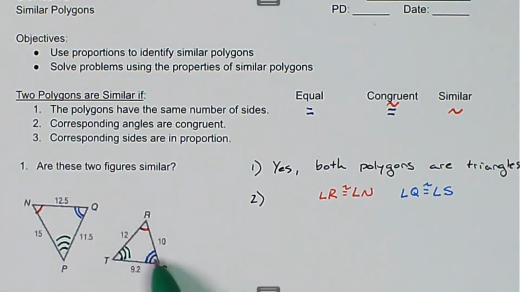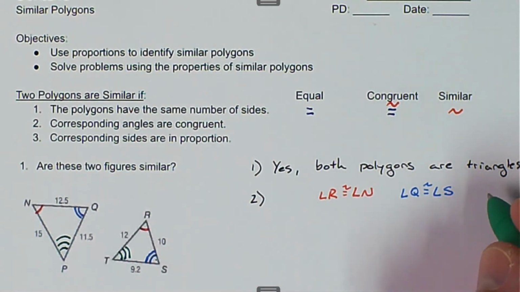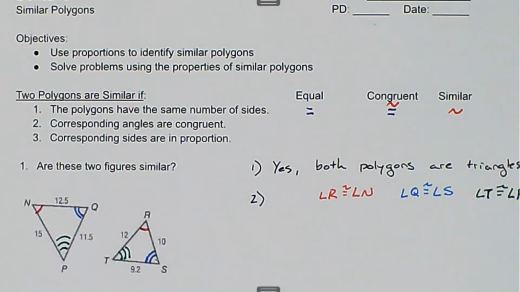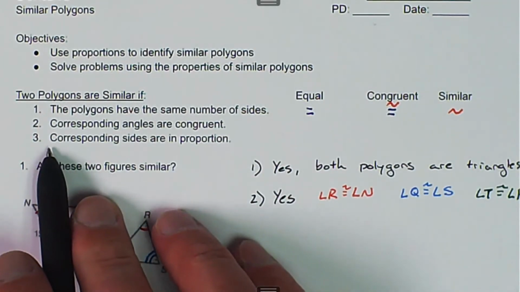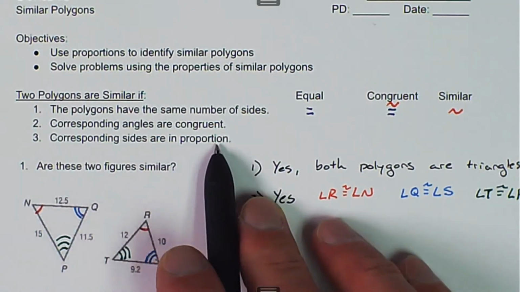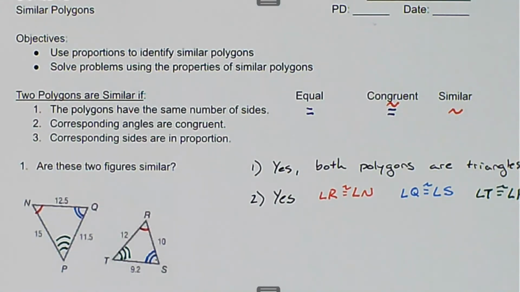And these have to be congruent because if these two angles are congruent and these two angles are congruent, this last angle has to be congruent. So we have angle T is congruent to angle P. So because all three angles are congruent, then this is yes. And then the last thing we need to check is, are corresponding sides proportional?